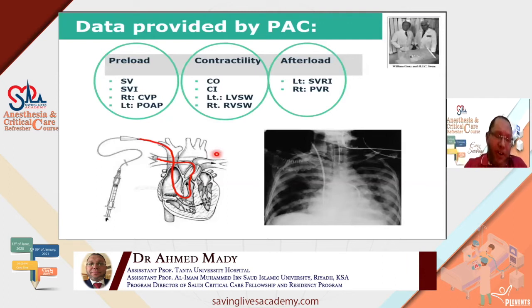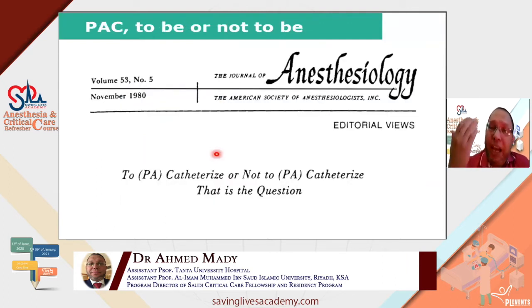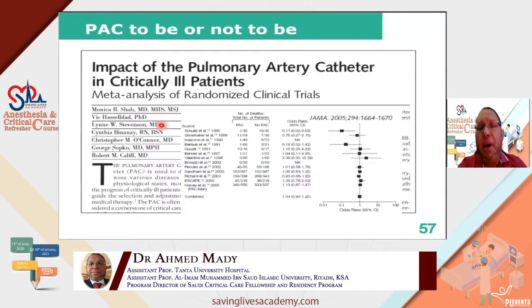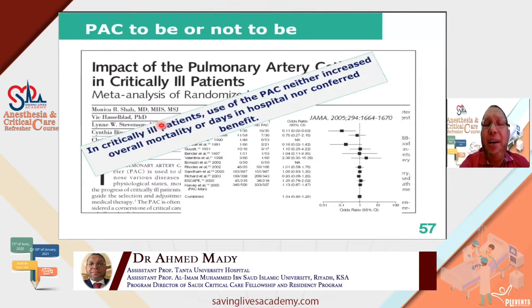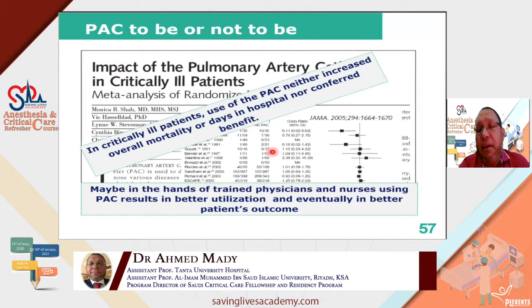Of course, all of us know the debate about whether we have to use the pulmonary artery catheter or not. It is a long debate, since a long time. Many meta-analyses were done to tell us that the pulmonary artery catheter neither increased overall mortality or days in hospital, nor conferred benefits. But in well-trained hands, it still has a place. And believe me, all the new devices we heard about are compared for accuracy and validation against the pulmonary artery catheter, which was the gold standard. Then they are kicking it out.